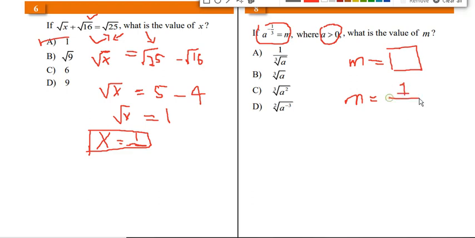So we can do it as follows. We can just bring it from the numerator to the denominator, so it will give us 1 over a to the power 1 over 3, and then, sorry for that, we can write m equals 1 over cube root of a. So this will give us 1 over cube root of a. So option A is the correct answer.